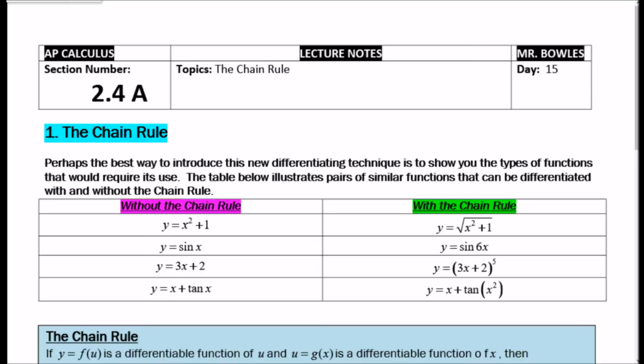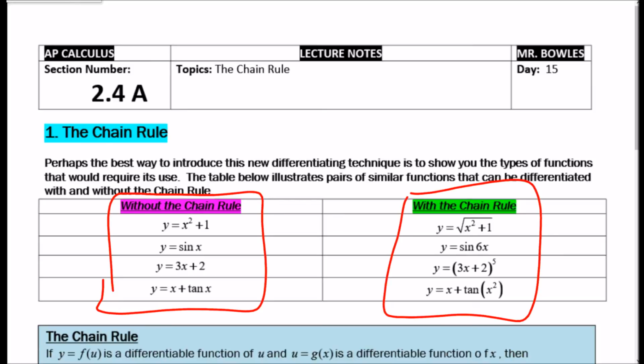So let's first talk about the differences between the left side of this column and the right side of the column. On the right side, notice that on this first function, y equals the square root of x squared plus 1, we have both a square root function and a quadratic function. And the quadratic function is on the inside of the square root function. This makes it a composite function, and we'll have to use the chain rule in order to take the derivative of the square root of x squared plus 1.